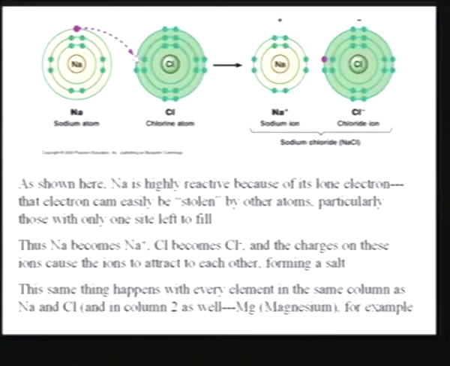This happens with every element in the same column as sodium, and magnesium even. So we're looking at column 1 and column 2 of the periodic table. These are elements that easily form ionic bonds.